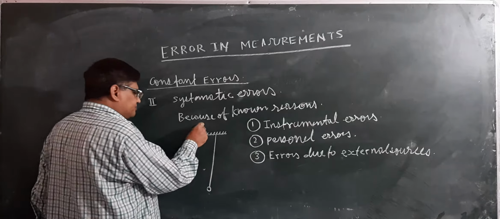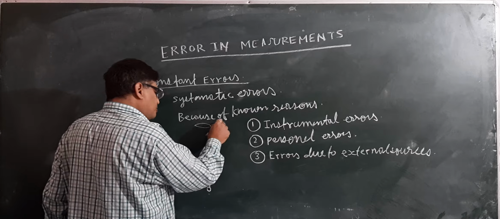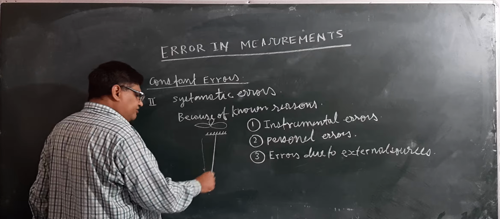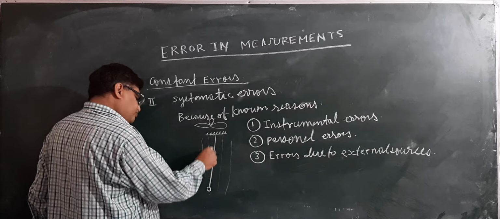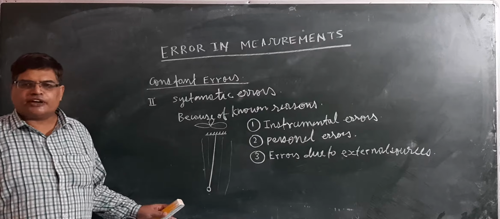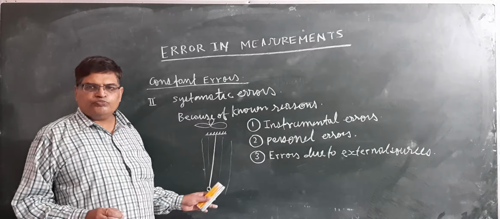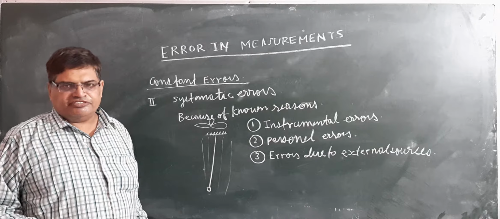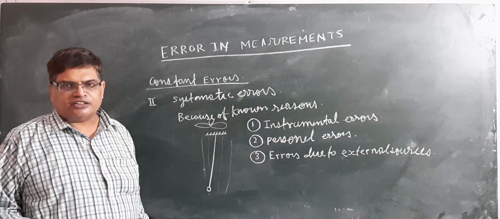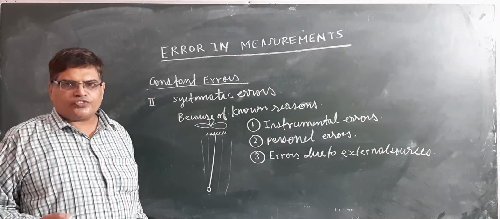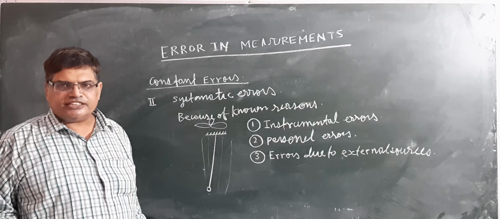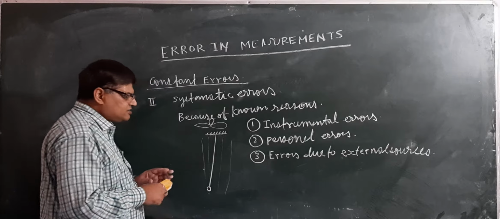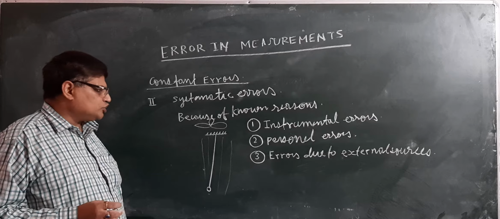Suppose the fan is on in the laboratory. If the fan is put on, naturally the wind will strike this pendulum. When the wind strikes this pendulum, the time period of oscillation of the pendulum will be affected. So because of external factors such as wind, pressure, temperature, etc., the measurement of the physical quantity may be inaccurate. So such type of error is known as error due to external sources.